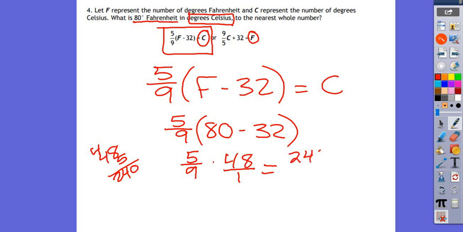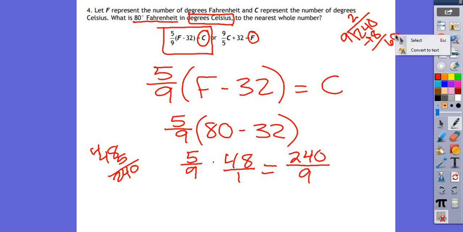240. Then 9 times 1 is 9. Simplify it. Now I need to come over here and do some scratch work division. So 240. Can 9 go into 2? Oh no. Can 9 go into 24? Yes, ma'am. How many times? 2 times. That gives me 18. 24 minus 18 is 6. Bring down my 0.